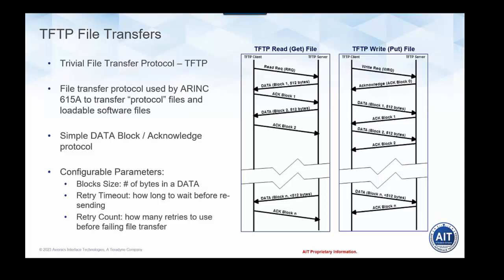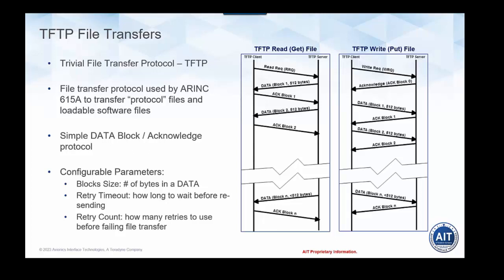Okay, when we talk about ARINC 615A and data loads, really what we're talking about here is transferring files. So at a baseline level, you have to use some kind of a file transfer protocol. ARINC 615A selected or uses TFTP, which is Trivial File Transfer Protocol. It's quite a bit more simple than the more common file transfer protocols used, like FTP. And so just in about one slide, you can get a pretty good understanding of how this protocol works. So it's a simple data block and acknowledge protocol.